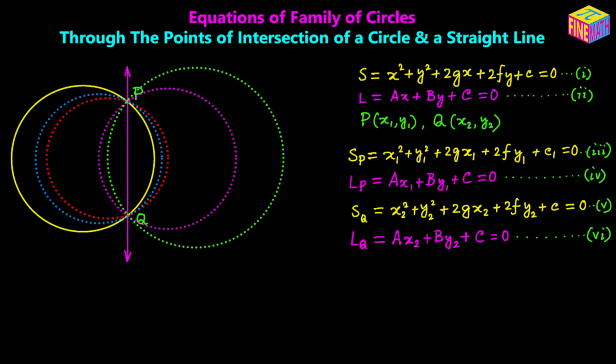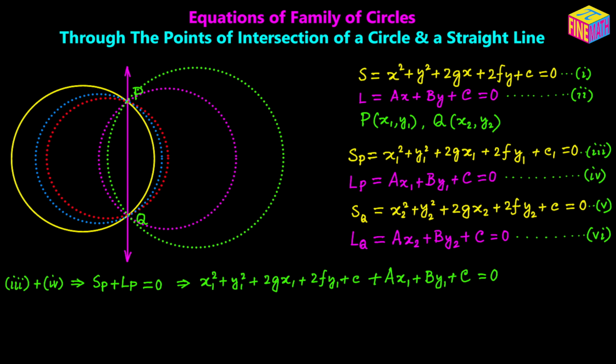Now let's try to add equation number 3 and 4 and see what happens. That means we are going to do S sub P plus L sub P equals 0, and if we plug in the values of S sub P and L sub P, then our equation would look like this. And if we rearrange the terms a little bit, our equation is going to look like this. And then I'm going to rewrite the equation in such a way that the x sub 1 term and the y sub 1 term look slightly different, but look like the general equation of a circle.